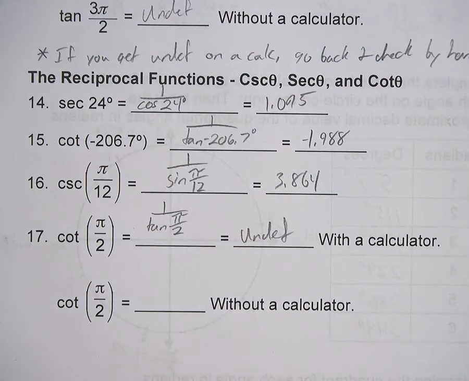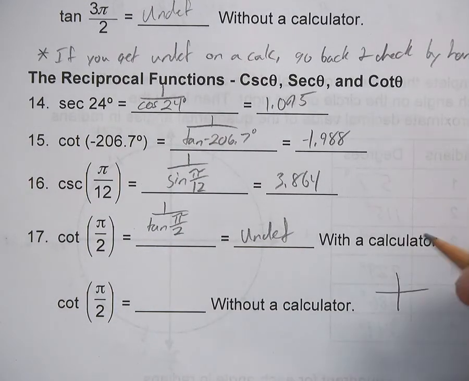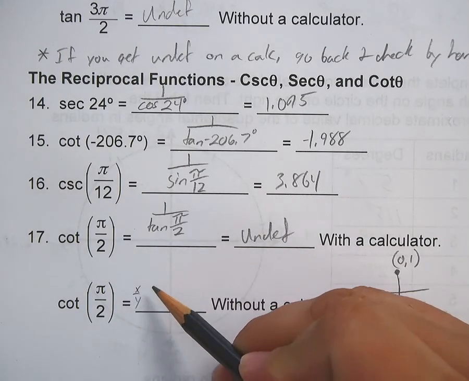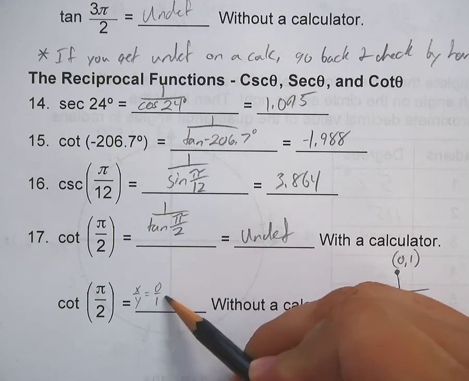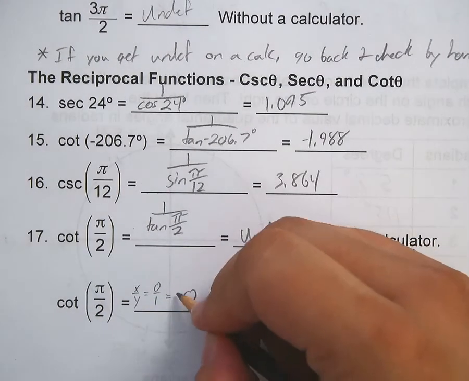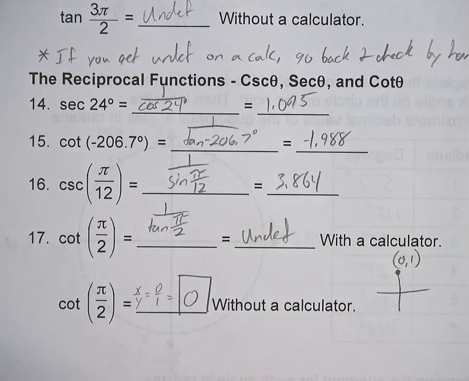With a calculator. But without a calculator, where's pi over 2? It's up here at 0, 1. What's the definition of cotangent? What's the ratio of cotangent? Cotangent is x over y, which is 0 over 1, which is 0. Big difference between 0 and undefined.